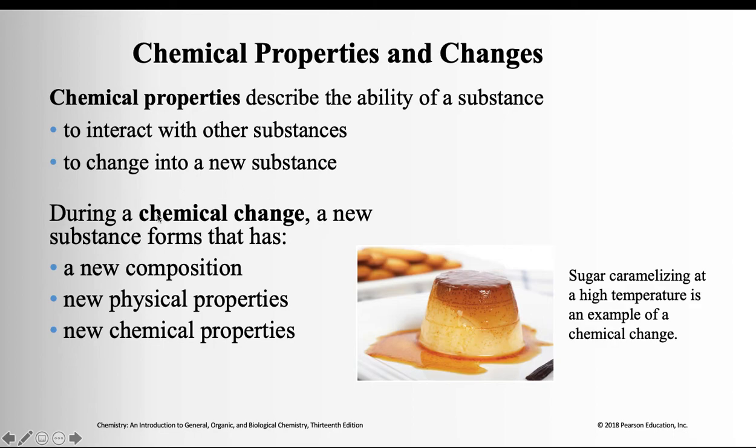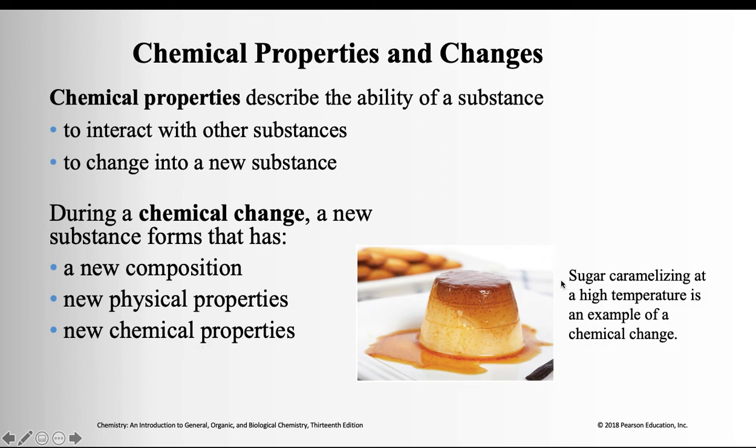When matter undergoes chemical change, we have a new substance that forms. It is different from the original compound that it started. This new substance will have a new composition. It'll have new physical properties, new chemical properties. It will not be the same as what you started with.